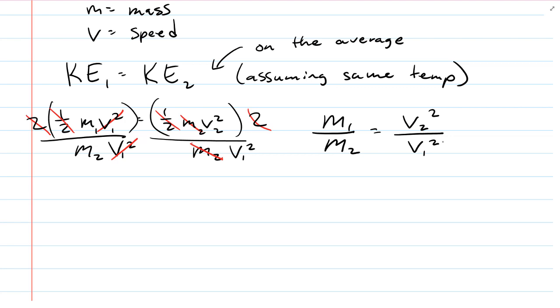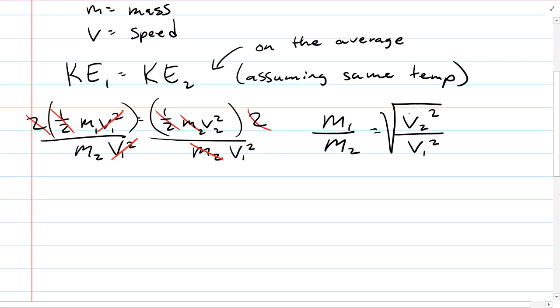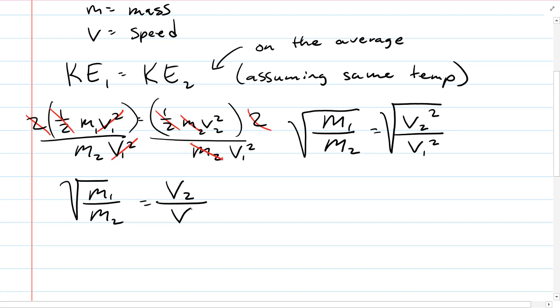Very often, if we want to give these in terms of the ratios of the speeds, we would take the square root of each side. I'm taking the square root because what we really want to talk about is the speed at which they reached a particular point here. We take the square root of each side, and we wind up saying that the square root of m1 over m2 is equal to v2 over v1.